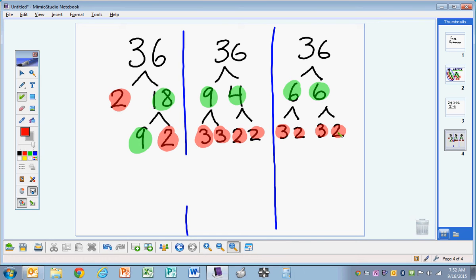If we started with 2 and 18, we have one more to do. And we would split up 9 into 3 and 3, which are both prime. So we have all of our prime numbers, which means we are finished our process. Are we at our answer yet? That would be no. We need to write our factor string.